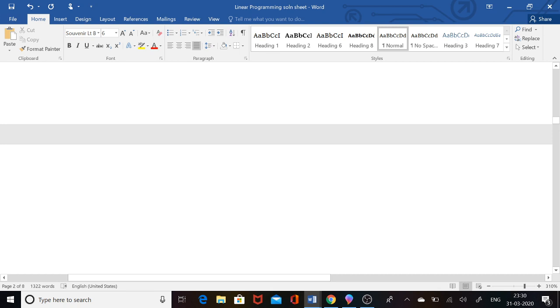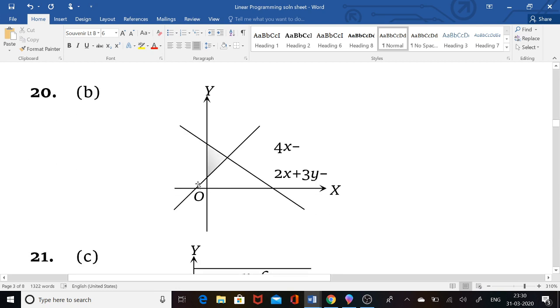Your 20th says the region represented by 2x plus 3y minus 5 is less than, okay. So this is only bounded in the first region. If you plot this line 2x plus 3y, you'll be getting this type of graph, and it is bounded in this region. So your 20th answer is B.